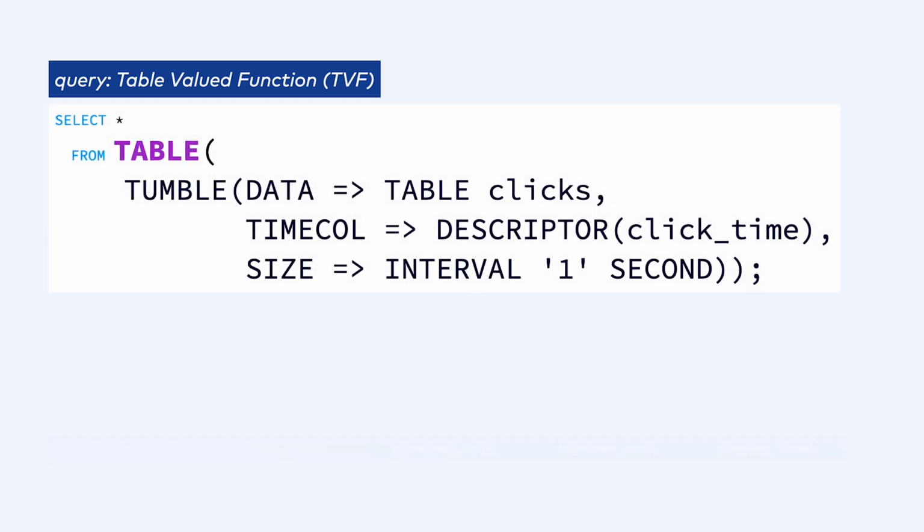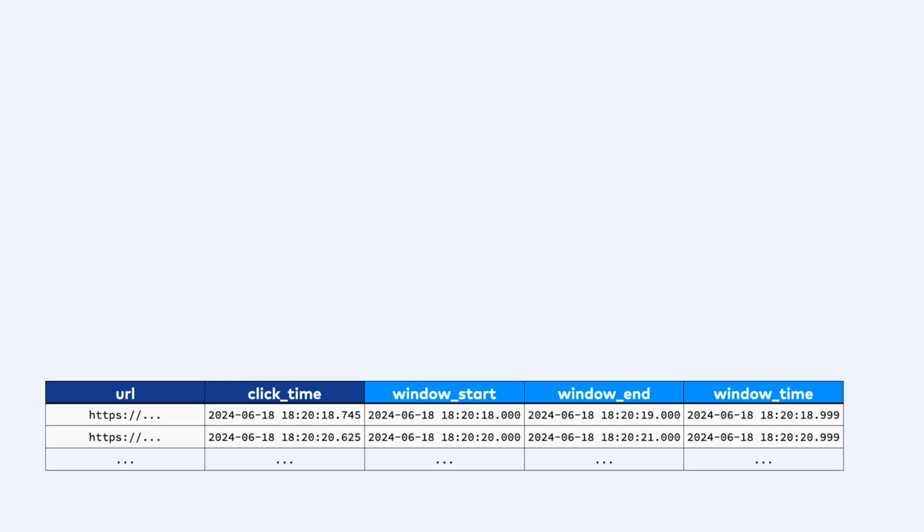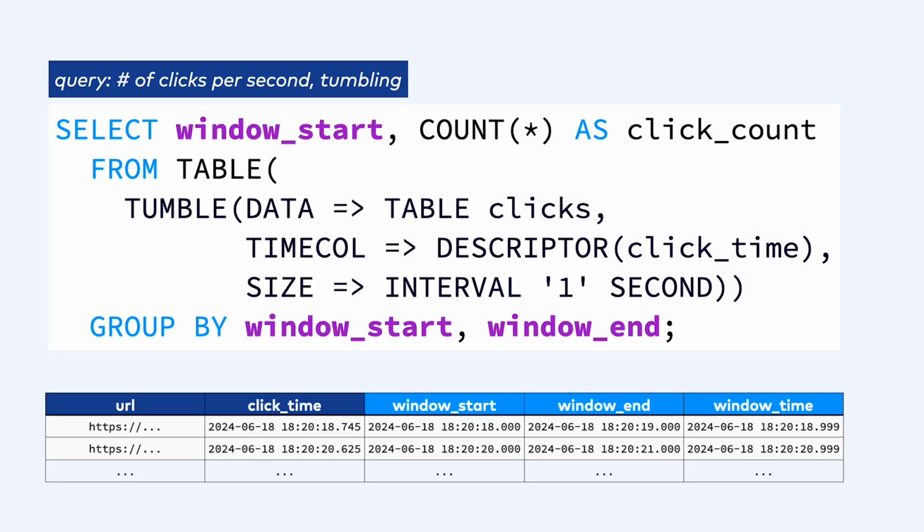When we select star from the table returned by the tumble function, we get this table. The first two columns are copied from the clicks table, but now three additional columns have been added: window start, window end, and window time. The effect of the tumble function is to assign each row of the clicks table to the appropriate window as defined by the window start and window end columns that have been added. When we then group by window start and window end, we're matching each click onto the appropriate window. Now when we count the clicks in each group, we're counting the clicks in each window, which is exactly what we wanted.